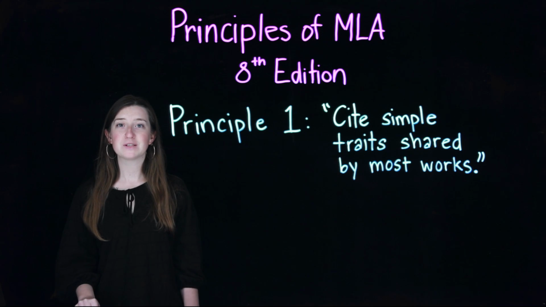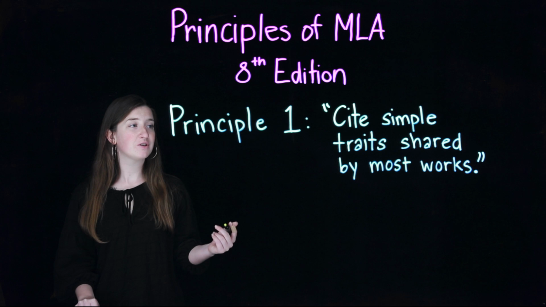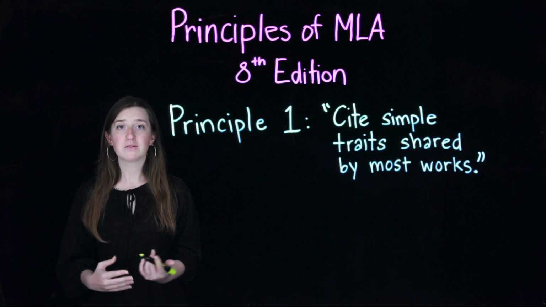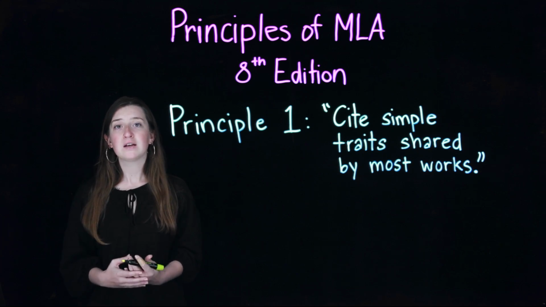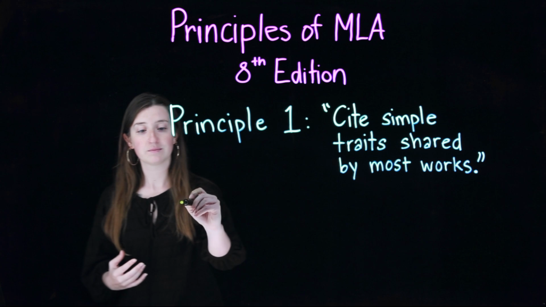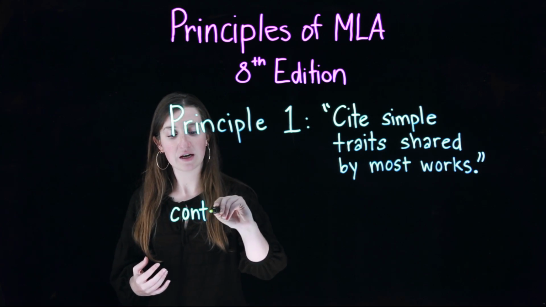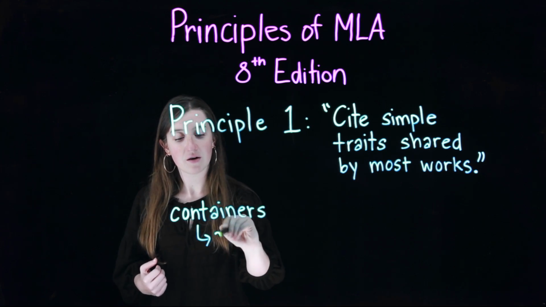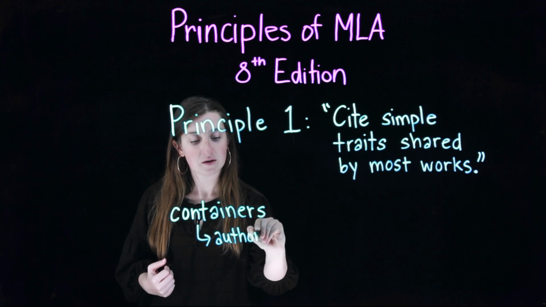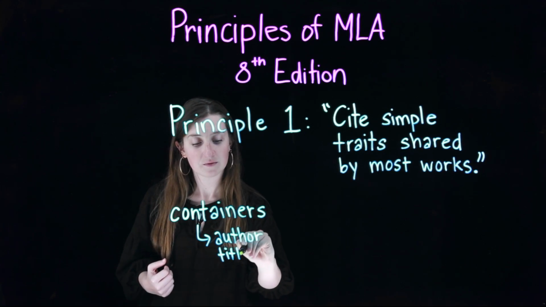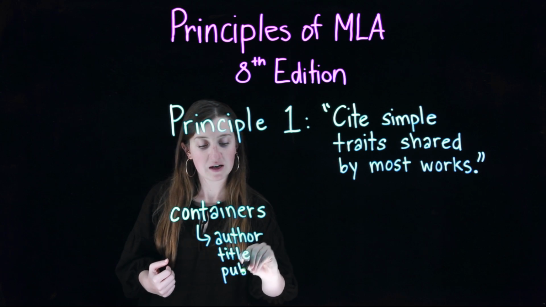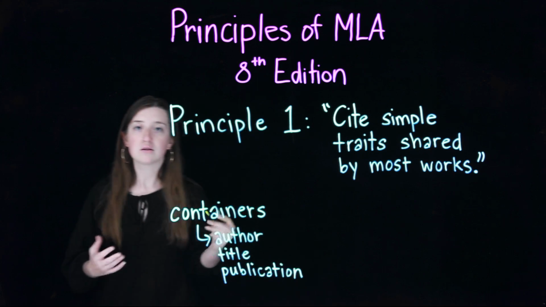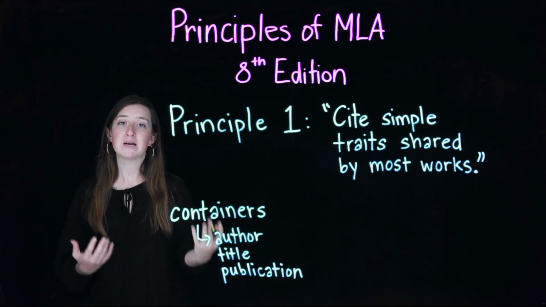All right, so the first principle, Principle 1: cite simple traits shared by most works. MLA 8 no longer centers itself on different types of publication formats. Instead, they use this idea of containers. There are different types of containers, and these are traits that most works share. They include things like author, title, publication, and publications could include things like journals, books, websites. And so you use different containers to best cite your source.